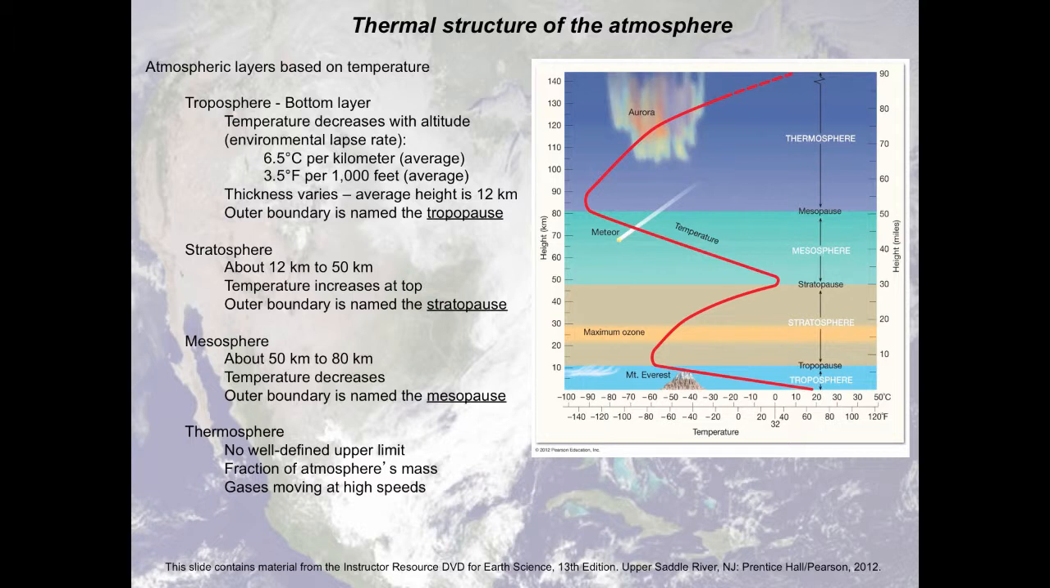It has a fraction of the atmosphere's mass, and gases are moving at really, really high speeds. And if you know the aurora borealis or aurora australis, those spooky nighttime light shows that occur in the northern and southern high latitudes, that's where those things occur, where there's lots of ionization or ionizing radiation from the solar winds interacting with gases in the upper thermosphere.